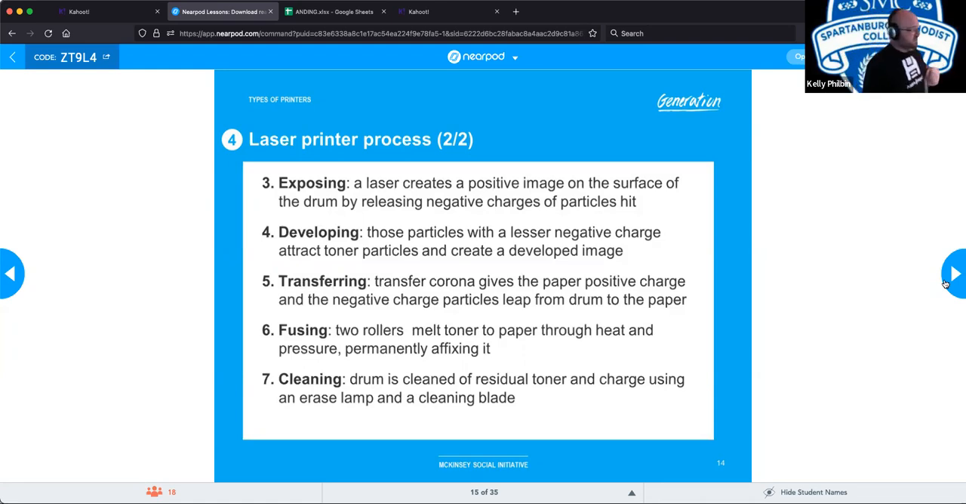Fourth step is developing. We now need to develop that image. As the roller rolls past the toner, the sections of the drum with the lesser negative charge are going to attract the toner to it. So the toner is going to get sucked to the drum itself, and it's only going to stick to the portion of the drum that has the least negative charge, the negative 100 section where we've etched it in with the laser. So that's developing it, creating a developed image upon the drum with the toner.